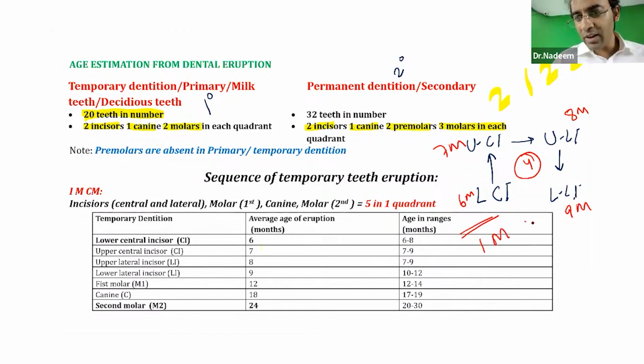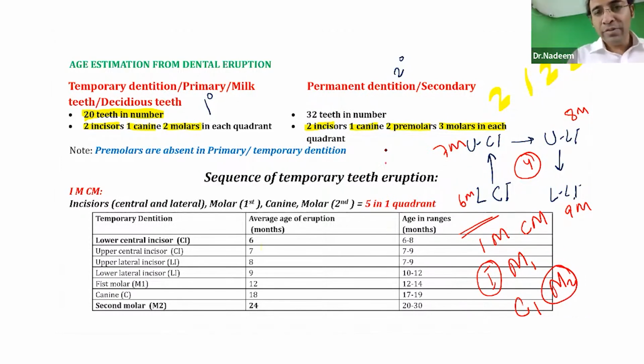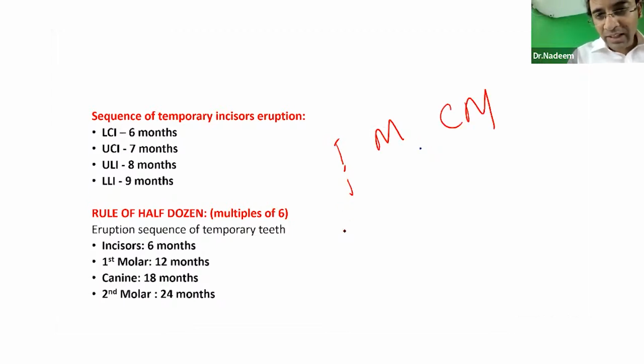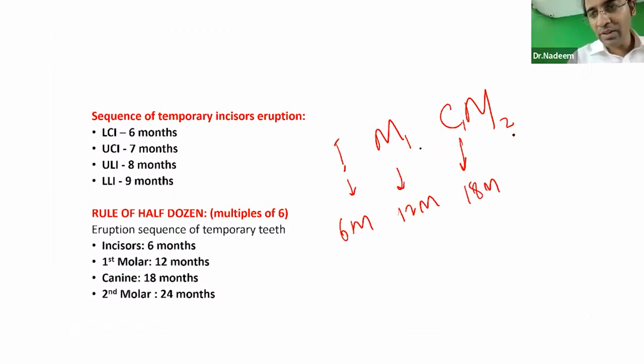Now next mnemonic you can write: I am chief minister. First of all, there will be incisor. After that, second will be molar number 1. Third will be canine. Fourth will be molar number 2. Now you have to apply the rule of 6. First incisor at the age of 6 months. First molar, age of 12 months. First canine, age of 18 months. Second molar at the age of 24 months.